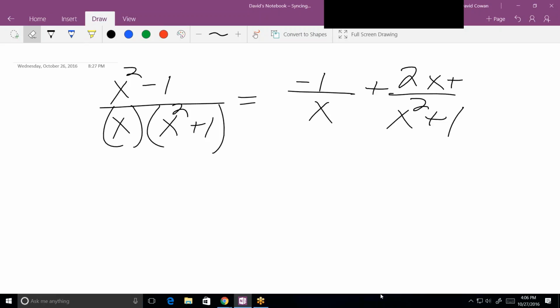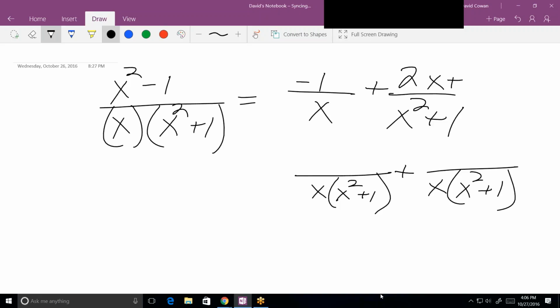In other words, if I were to add those two fractions together, I would have minus 1 times x squared plus 1 plus x times 2x over x times x squared plus 1. This must be minus x squared plus 1 so that I don't change the fraction. I always do it like that. Well, hold on, did I do it right? No, I've got to have a parentheses around that. And over here, for it to end up being 2x up there, it's got to be 2x squared.